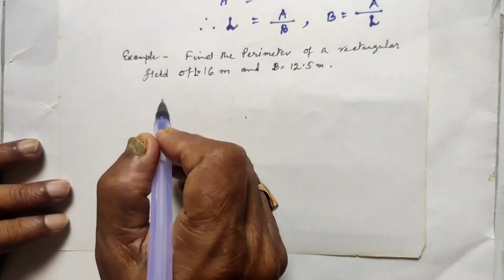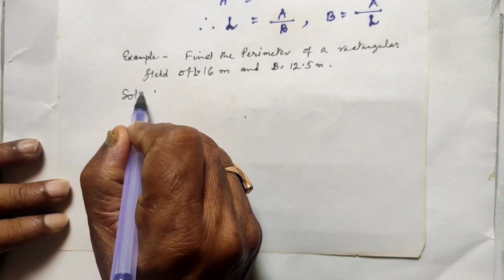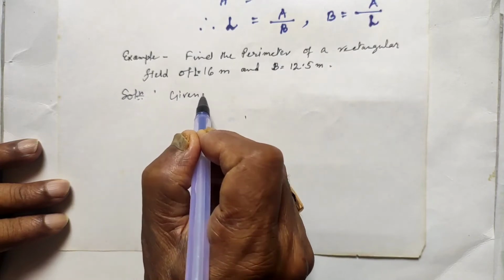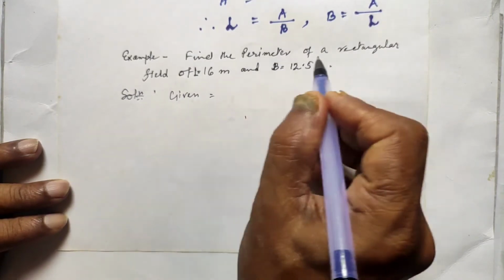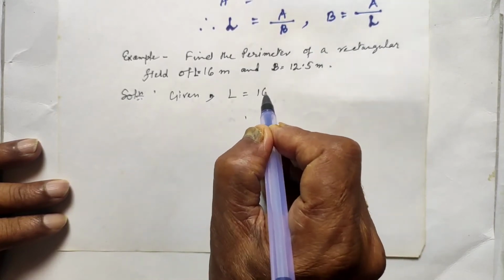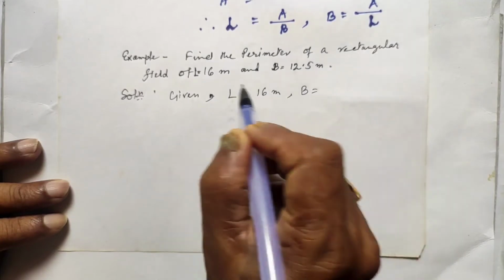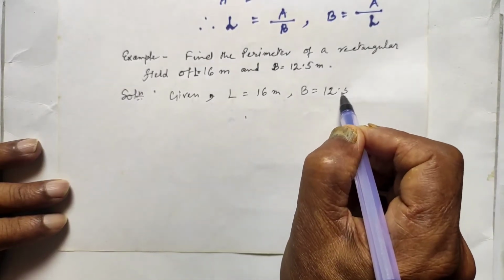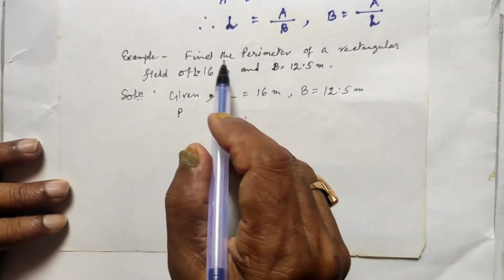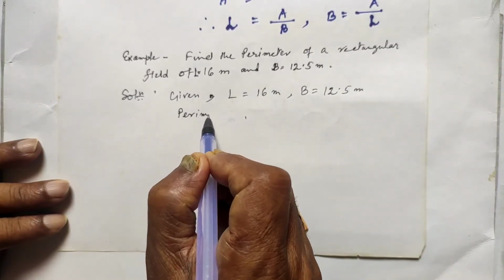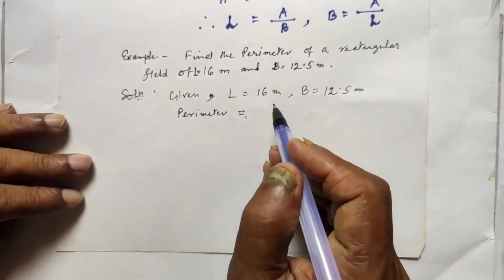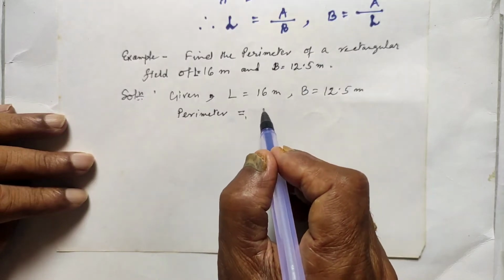Here remember that when we do the solution, we must keep in mind what data is given. Given data: length is equal to 16 meter, breadth is equal to 12.5 meter. So what we have to do? We have to find the perimeter, right? It's written here, perimeter. So perimeter we don't know. We can put one question mark over here, but no need of putting question marks. Let us work it out. Here we know the formula.